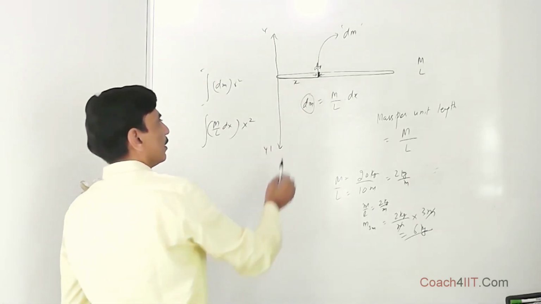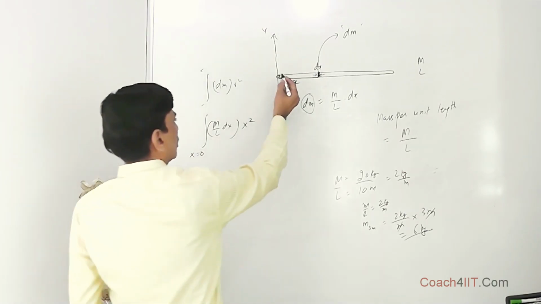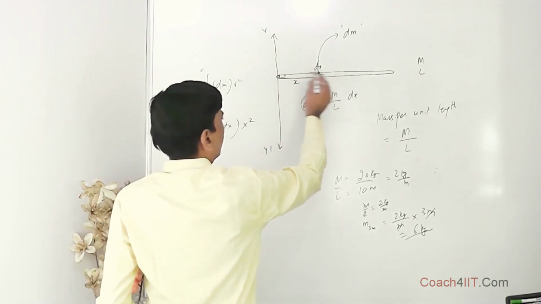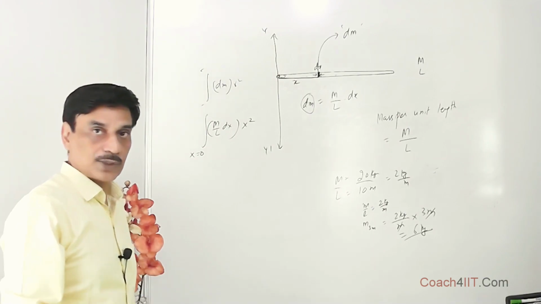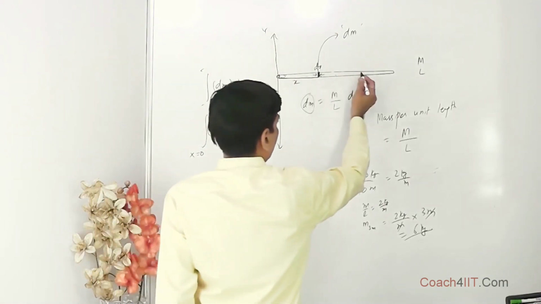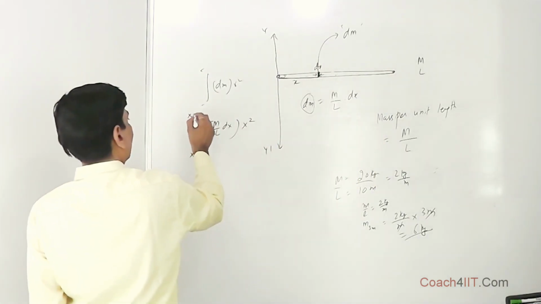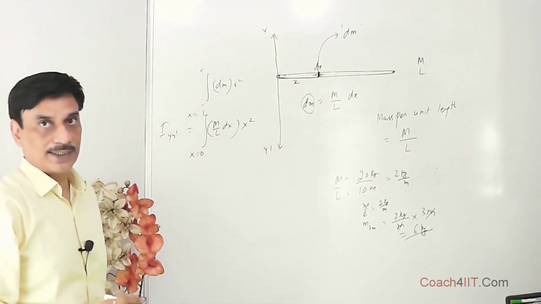Now we integrate it. The very first particle is over here, that is at x equal to 0. Then the moment of inertia of this particle, plus the next, plus the next, means integration only. We have to add it. We have added from here to here, and the last particle is over here at x equal to L. So this is the moment of inertia about the y dash axis.